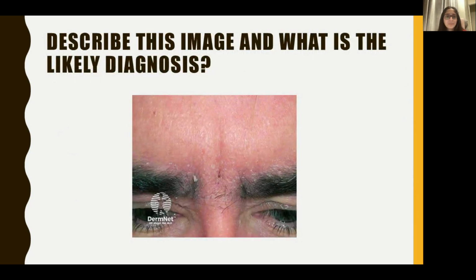So this is our next image to describe. And what do you think is the likely diagnosis? We have briefly touched on it previously, which is a clue. Again, you can put it into the chat box if you know.